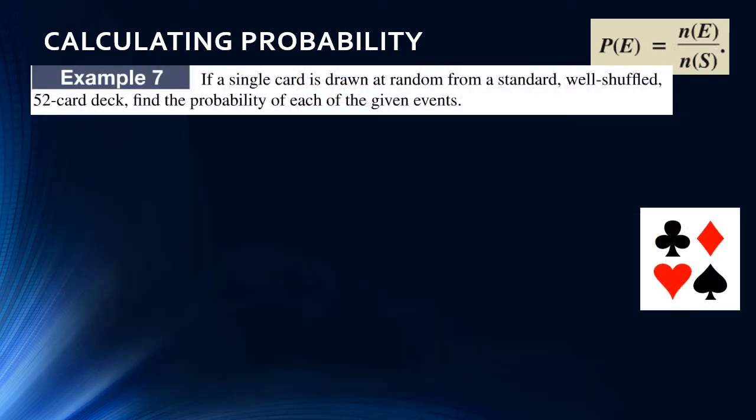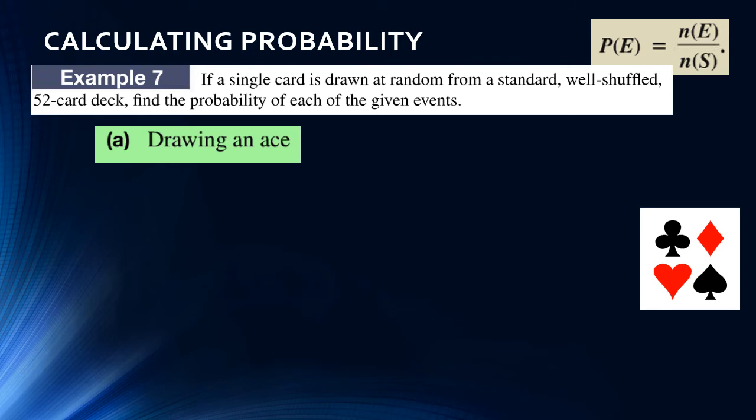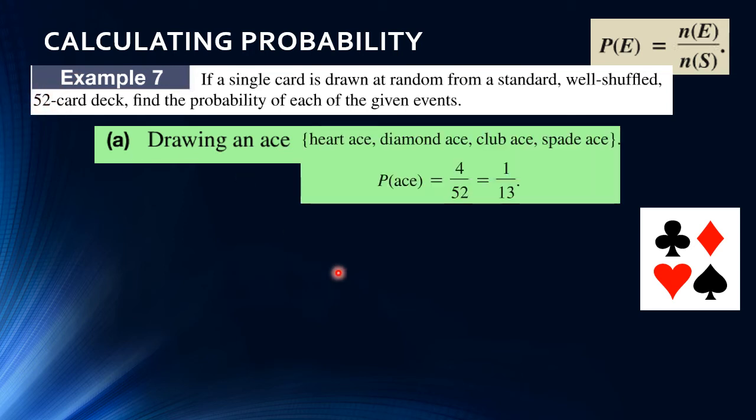If a single card is drawn at random from a standard, well-shuffled 52-card deck, find the probability of each of the given events. Drawing an ace. How many possible aces are there for me to draw? An ace of hearts, clubs, diamonds, and spades. So the number of outcomes in this event is 4, and how many cards are there total in a deck? 52. Okay, so there's 4 aces. There's 52 possible outcomes when I'm drawing a card. So I have a 1/13th probability of drawing an ace.